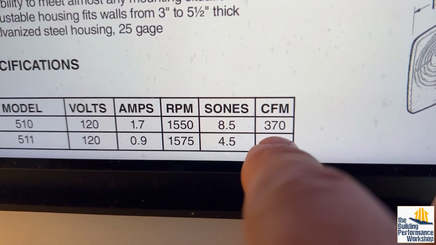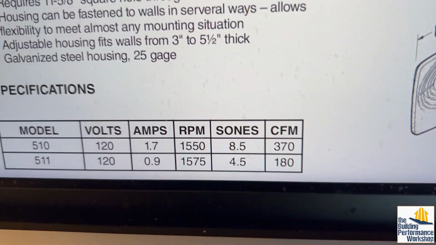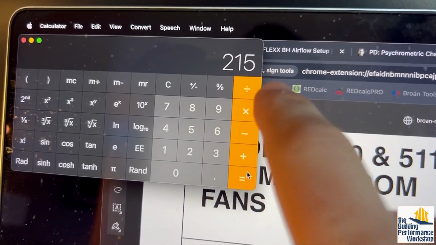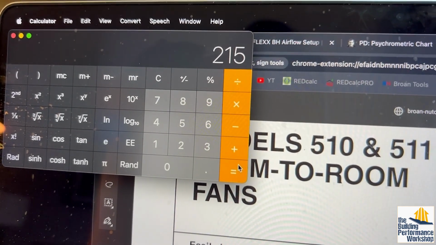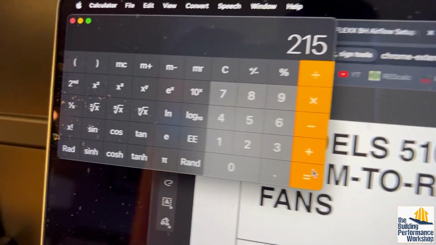It might be that, but the fan is just so dirty and so old that the motor is not running right. And then when we shut the door, it dropped. It seems to have dropped down to about 215 CFM, which is significant. So let's find out why.